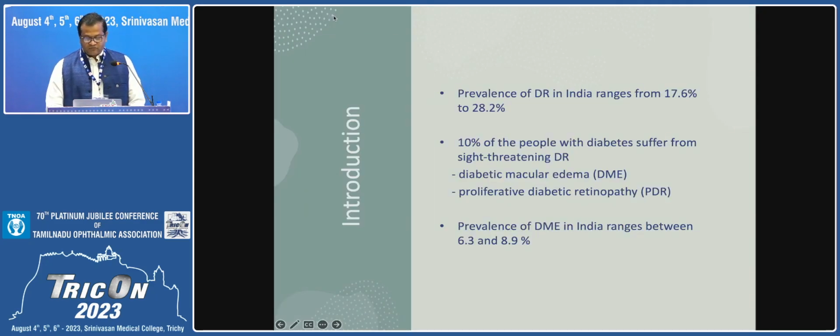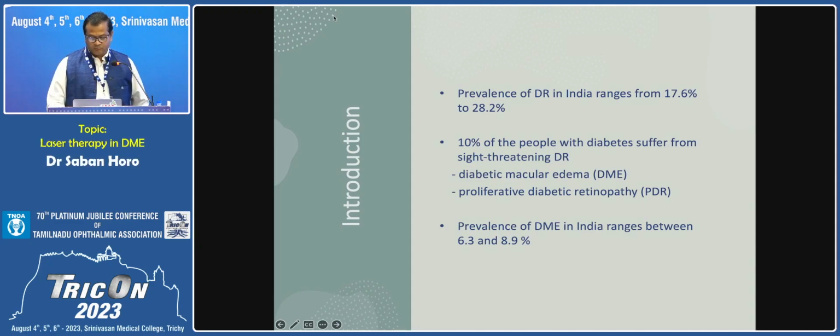The prevalence of diabetic retinopathy in India ranges from 17.6 to 28.2%, out of which 10% of the people with diabetes suffer from sight-threatening diabetic retinopathy. That includes diabetic macular edema. And the incidence of DME in India ranges between 6.3 to 8.9%, according to various studies that have been done.